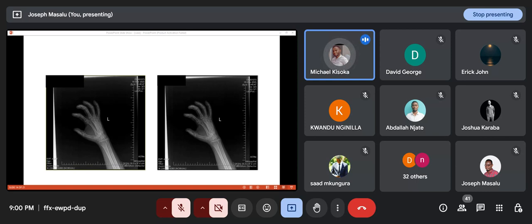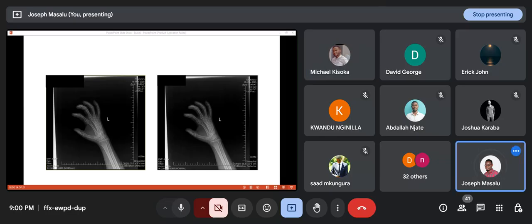And I will ask Dr. Joseph, are these the only investigations that were able to be done? Yes, those are the only investigations that I did. And no radiologist. Okay. I am the radiologist. I saw these X-rays now. Okay, so the X-ray is normal. So I'm happy to hear that the X-ray is normal.